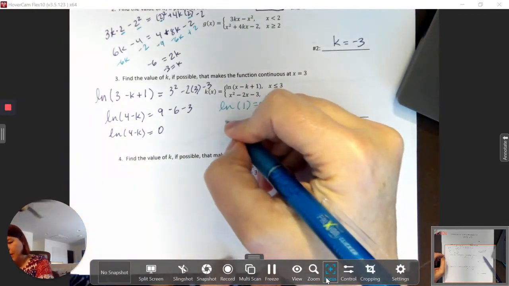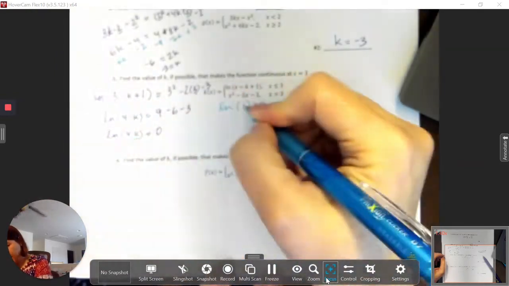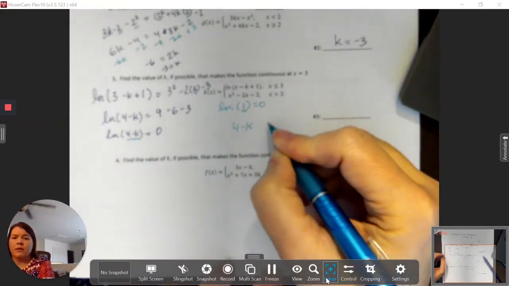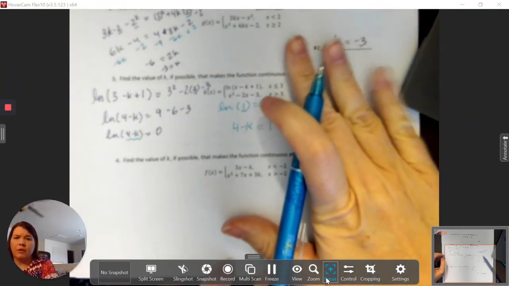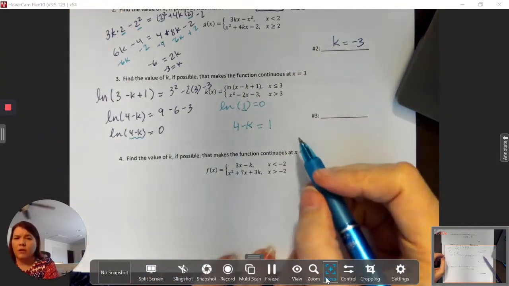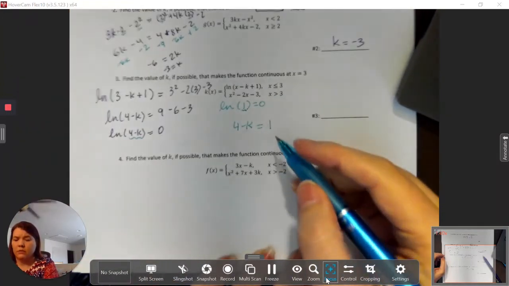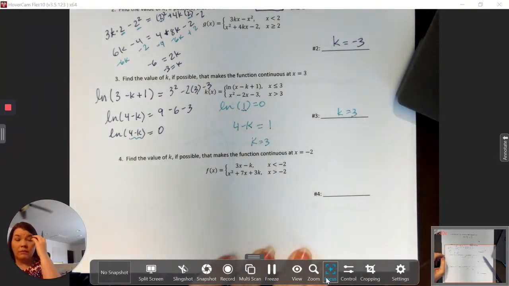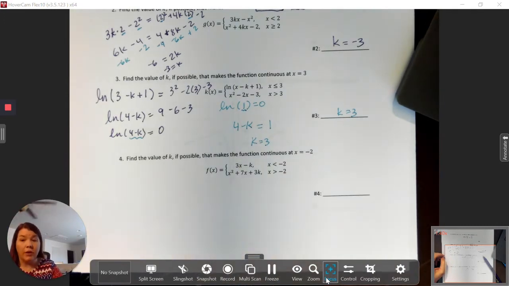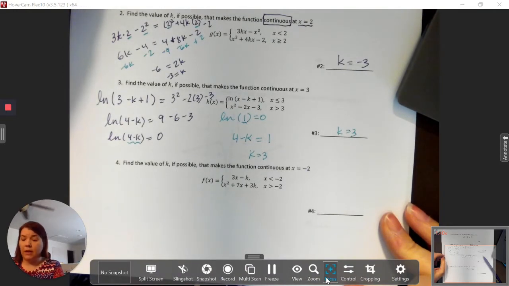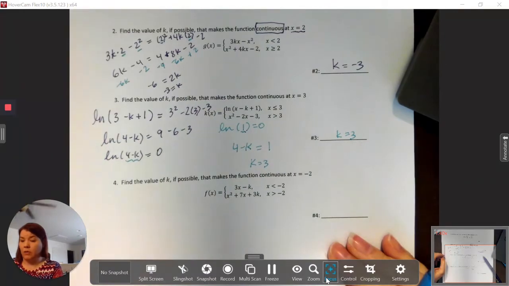And so that means that this stuff needs to be 1. So 4 minus k is equal to 1. I'm sorry about the blurriness there. Okay, and so 4 minus what is 1? Well, 4 minus 3 is 1, so k is 3. And again, I would verify this by using Desmos and making sure I was right. So go ahead and try 1 and 4, and you'll be all set. I'm going to go ahead and move on to one more on the next page, but you're trying 1 and 4.